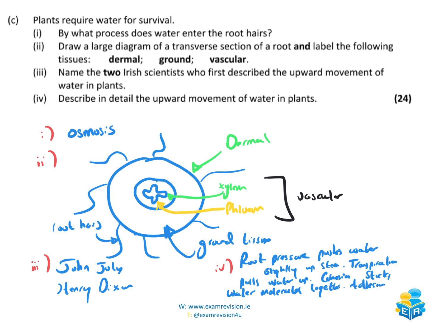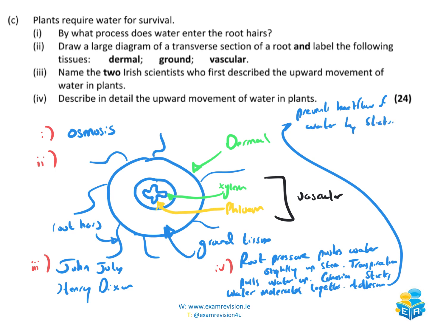Adhesion prevents backflow. The backflow of water by sticking water molecules to the xylem, or the walls of the xylem, and then the water moves up. Okay, so lots of points there. You could mention there's a little bit of hydrogen bonding as well, and it is a continuous column. There's lots and lots that you could put in for that particular question.